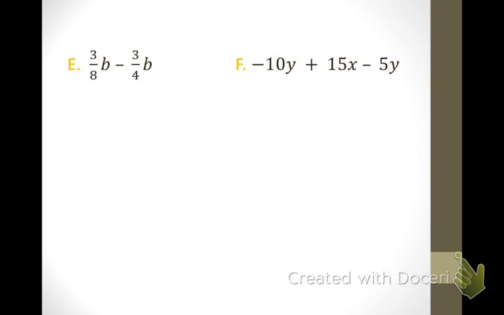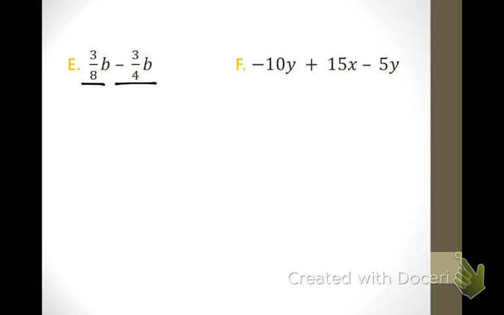A lot of times when people see something like this, they get scared because they see a fraction. Let's still do it like normal. What's the first family that you see there, guys? The b family, all right? There simply just happens to be a fraction with it. Is there anything else in the b family? Yes, what else? The other b, negative 3/4 b.